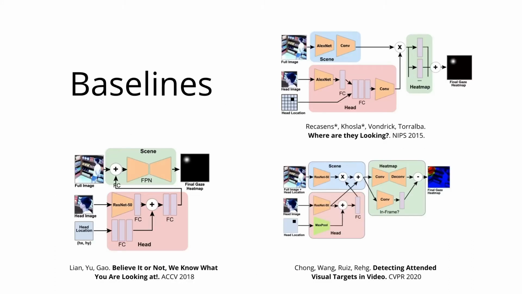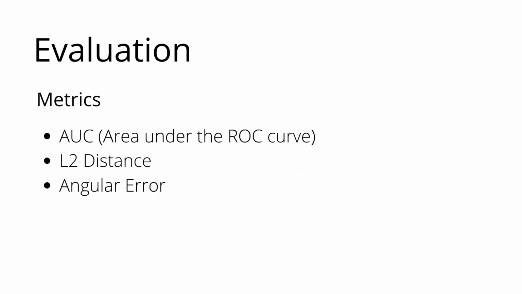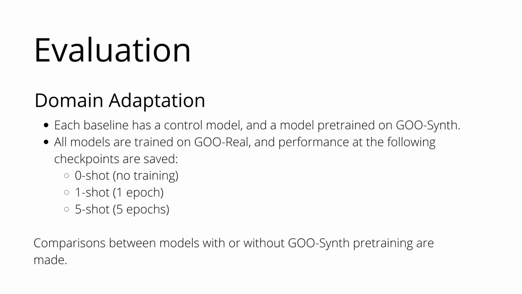Considering the above criteria, the following methods are selected as baselines to be evaluated on the GOO dataset. All of these are implemented in a unified modular code base based on the PyTorch framework on a single machine. The standard metrics for evaluating gaze following are used not only for the gaze follow dataset, but also for the GOO dataset. We consider AUC, or area under the ROC curve, L2 distance between gaze points, and angular error between gaze vectors. For domain adaptation, simple transfer learning is conducted.